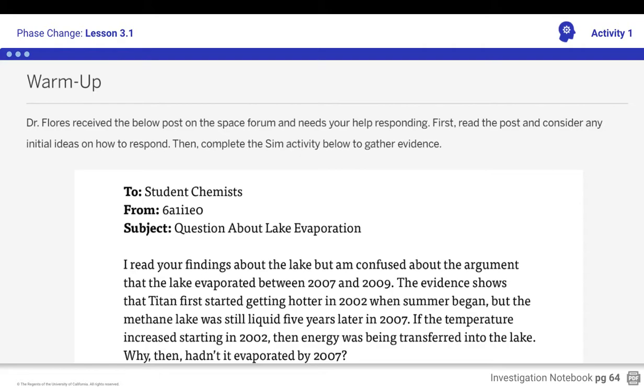So 2 student chemists from Galileo, and the subject is question about lake evaporation. I read your findings about the lake. They're referring to your scientific arguments. But I am confused about the argument that the lake evaporated between 2007 and 2009. The evidence shows that Titan first started getting hotter in 2002 when summer began, but the methane lake was still liquid 5 years later in 2007. If the temperature increased starting in 2002, then energy was being transferred into the lake. Why then hadn't it evaporated by 2007?